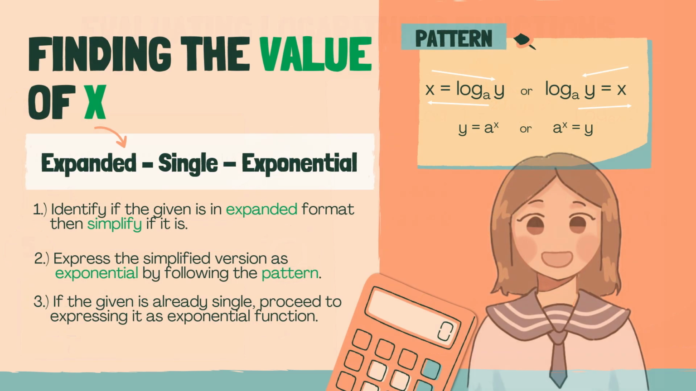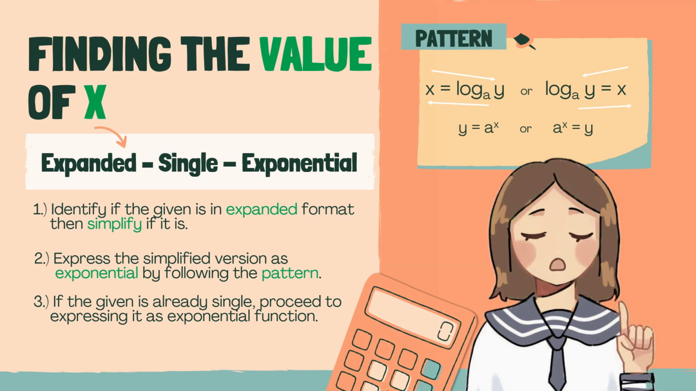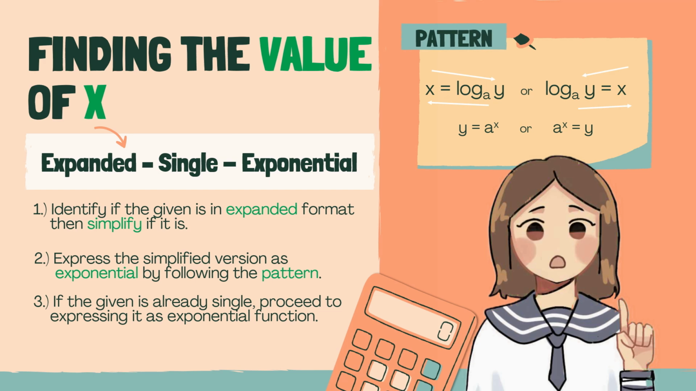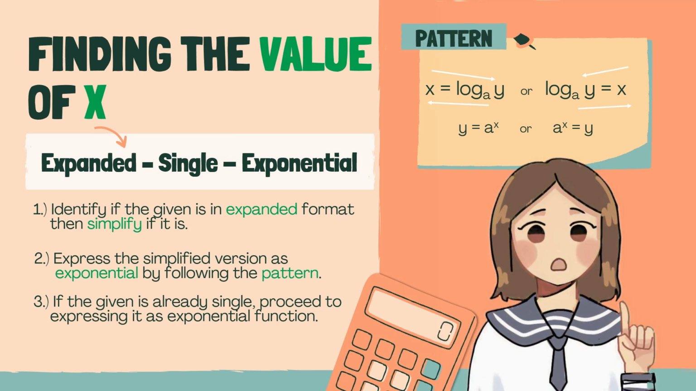When finding the value of x, you need to observe this pattern: expanded to single to exponential. It means that you have to check if the given equation is expanded. If it is, then simplify it and express it as an exponential. If the given equation is simplified, however, you can immediately change it to an exponential function, and then further solve the problem until you get the value of x.